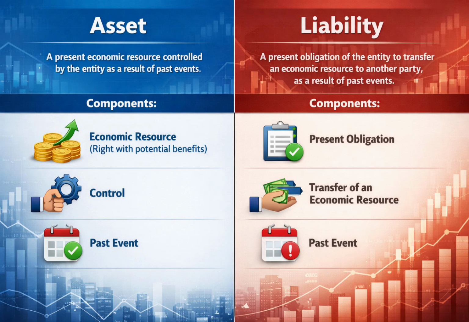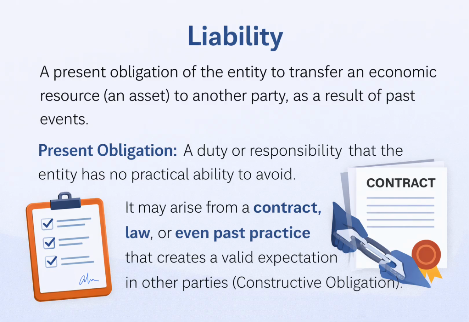Liability. A present obligation of the entity to transfer an economic resource, an asset, to another party as a result of past events. Components of the definition. 1. Present obligation. A duty or responsibility that the entity has no practical ability to avoid. It may arise from a contract, law, or even past practice that creates a valid expectation in other parties.